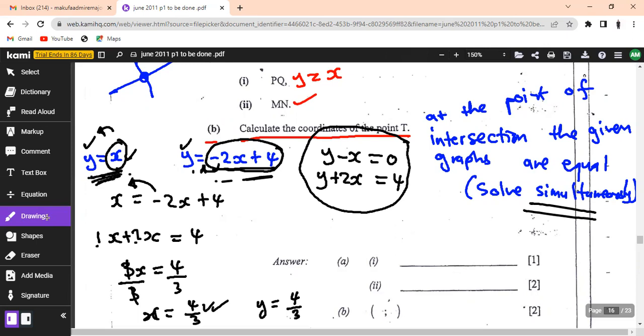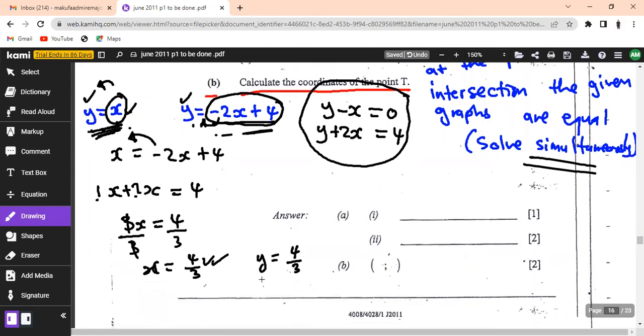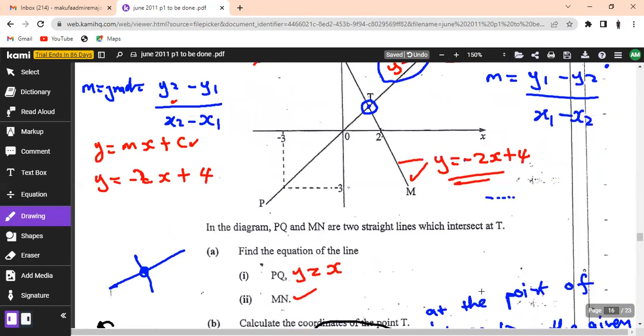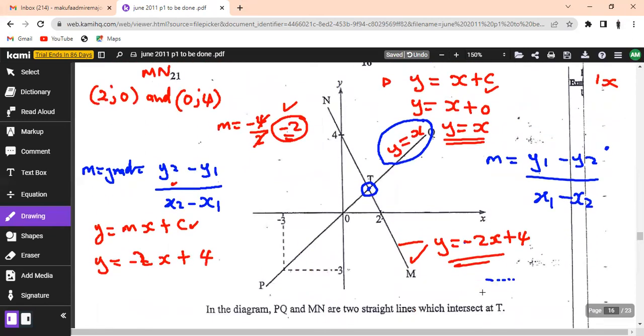Okay, so that means your x here is 4 over 3 and your y is 4 over 3. As a point, you write the value of x, which is 4 over 3, and the value of y, which is 4 over 3. So that is the point of intersection. You solve for x and y simultaneously. Okay, that was it, guys. It's another type of question, but there is nothing difficult displayed here. All you need, guys, is to make sure you understand. So if it was paper 2, where you are given this on a graph, you don't solve simultaneously.